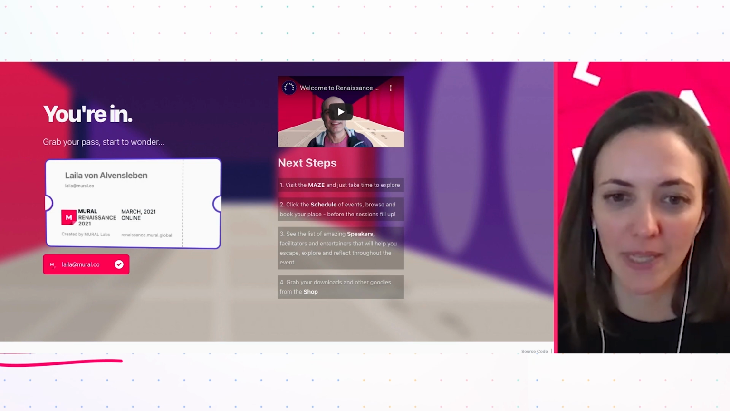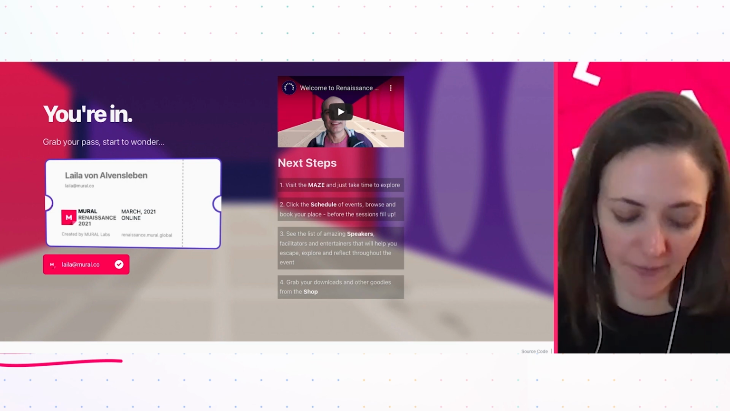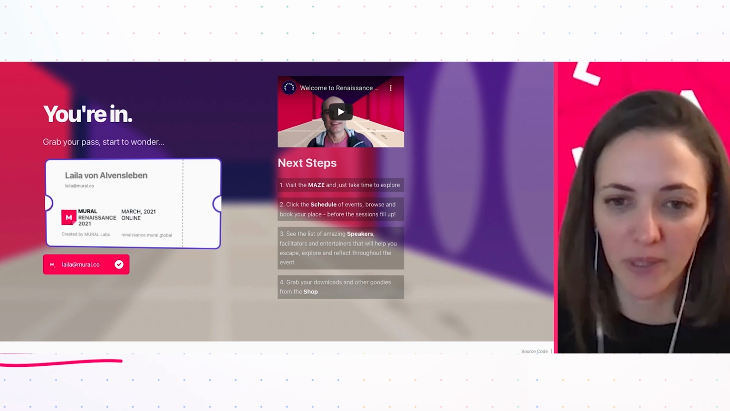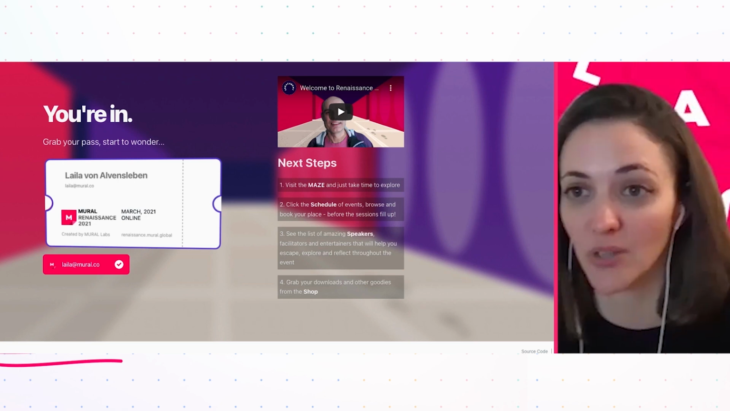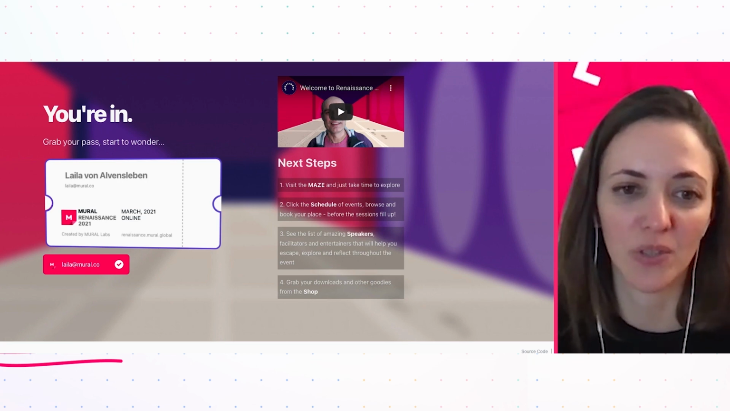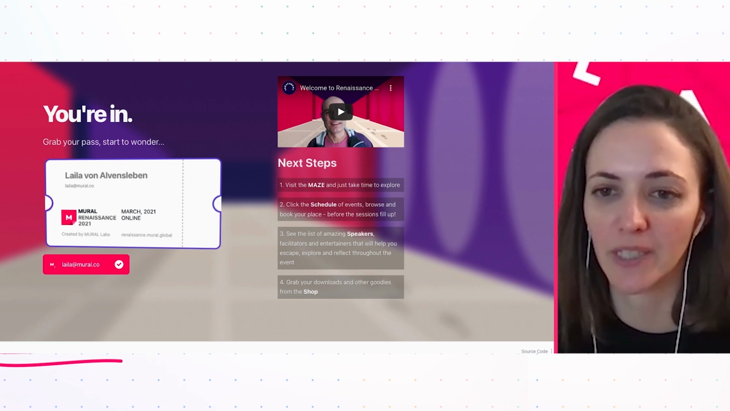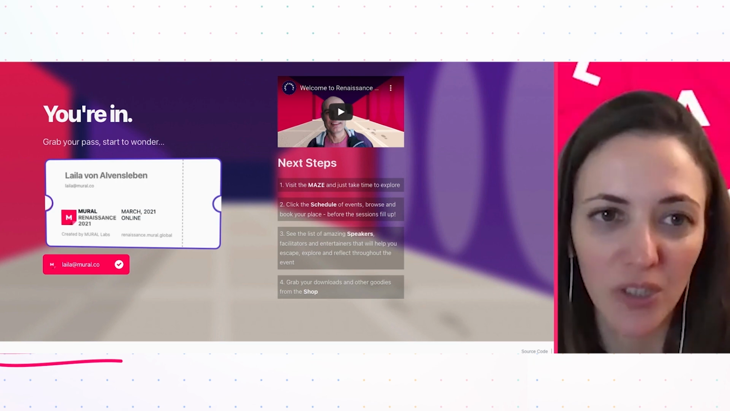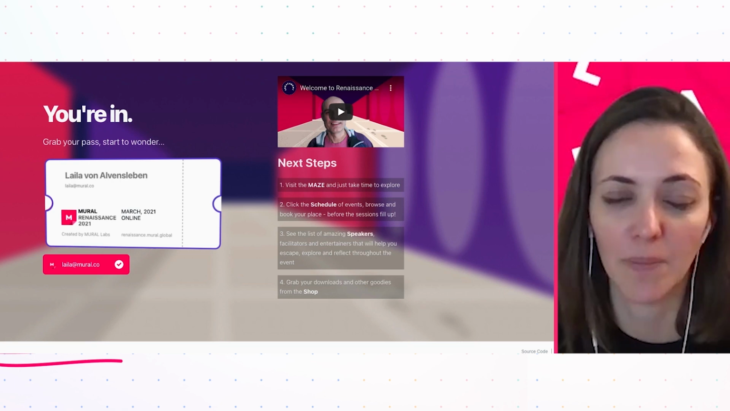And we built a website especially for this event that people with a Mural email address could join. So we shared the website ahead of time. As soon as you signed in, you would see your ticket, you had a video explaining the event and a few instructions. But what I want to show you here, for example, is the maze.